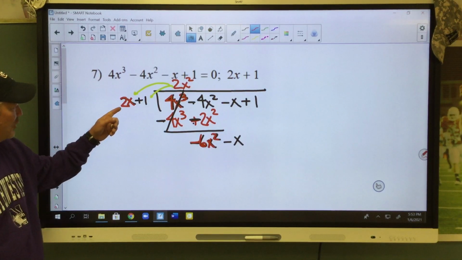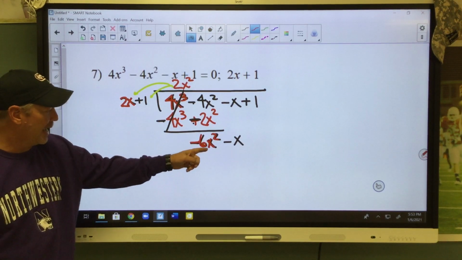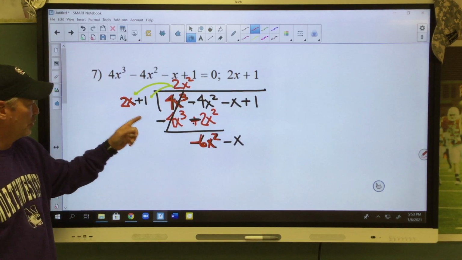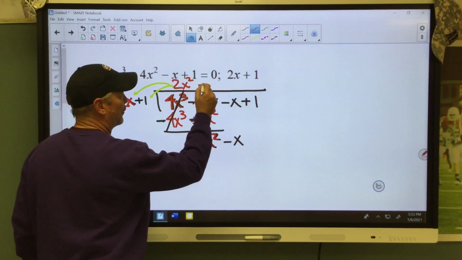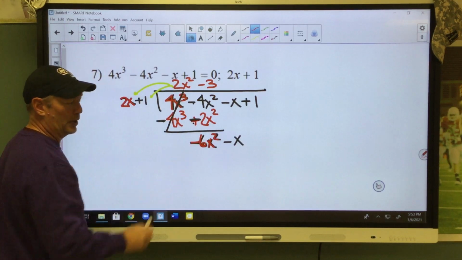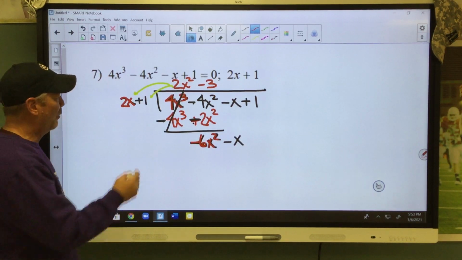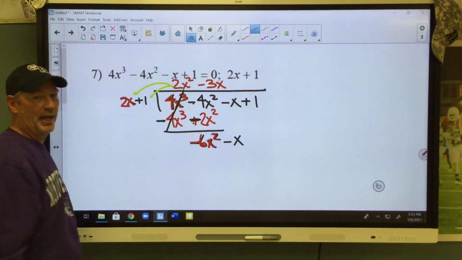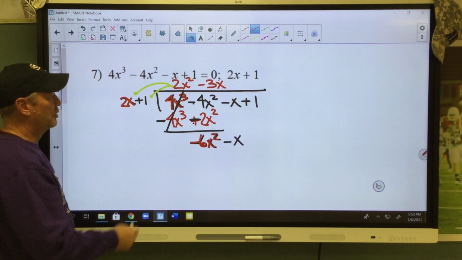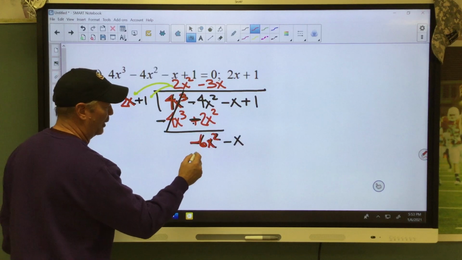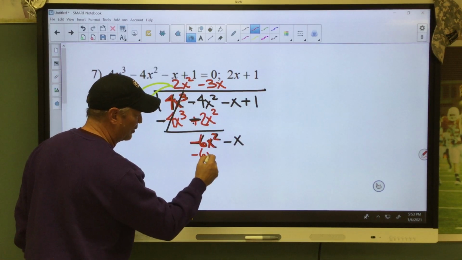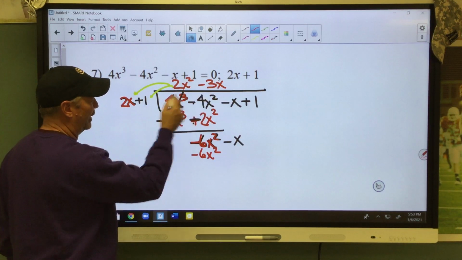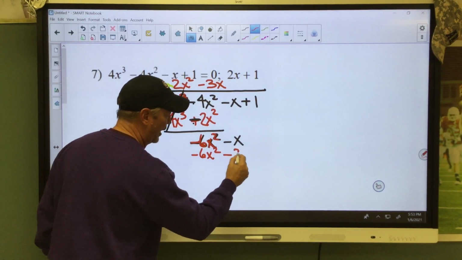We're trying to get that 2x to match that. So what do we multiply times? Well, we want to go 2 times negative 3. That'll get us to a negative 6. And we need to multiply the x times x, and that'll get us to an x squared. So we multiply backwards, and we get negative 6x squared. Negative 3x times 1 is a negative 3x.